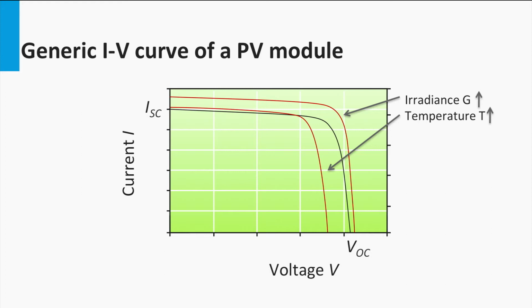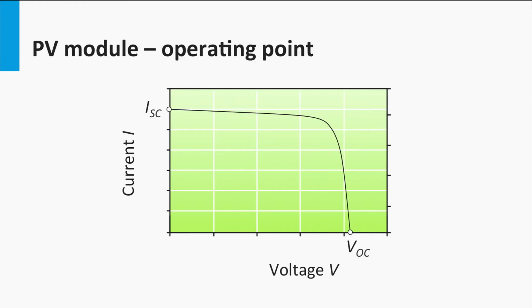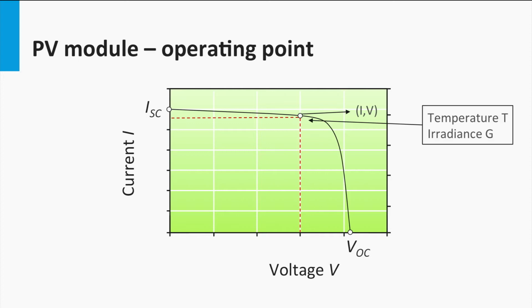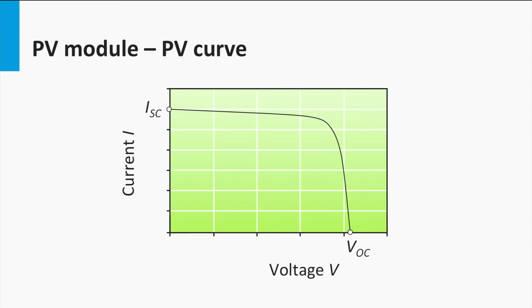Now, let's try to understand the concept of the operating point. At any given point in time, the solar module operates at a particular voltage and current. The point on the IV curve where the solar module operates is called the operating point. For a given irradiance and temperature, an operating point on the IV curve corresponds to a unique IV value.